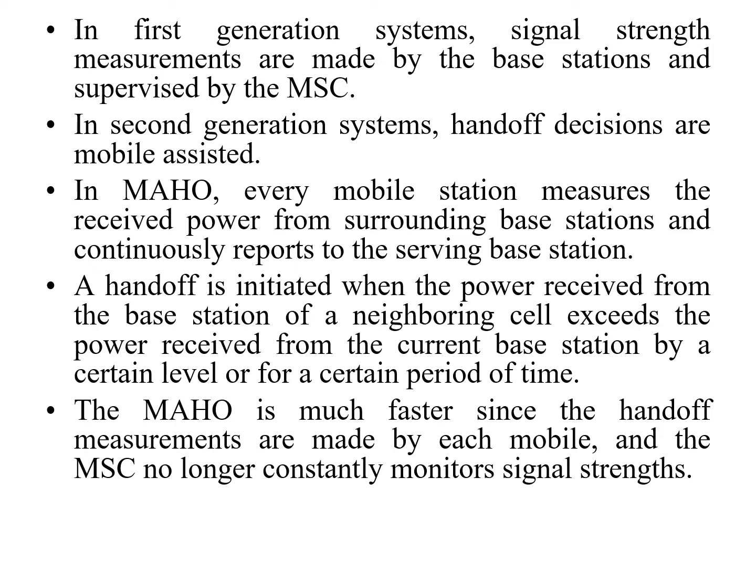In mobile assisted handoff, every mobile station measures the received power from surrounding base stations and continuously reports to the serving base station. A handoff is initiated when the power received from the base station of a neighboring cell exceeds the power received from the current base station by a certain level or for a certain period of time. MAHO is much faster since the handoff measurements are made by each mobile and the MSC no longer constantly monitors signal strength.